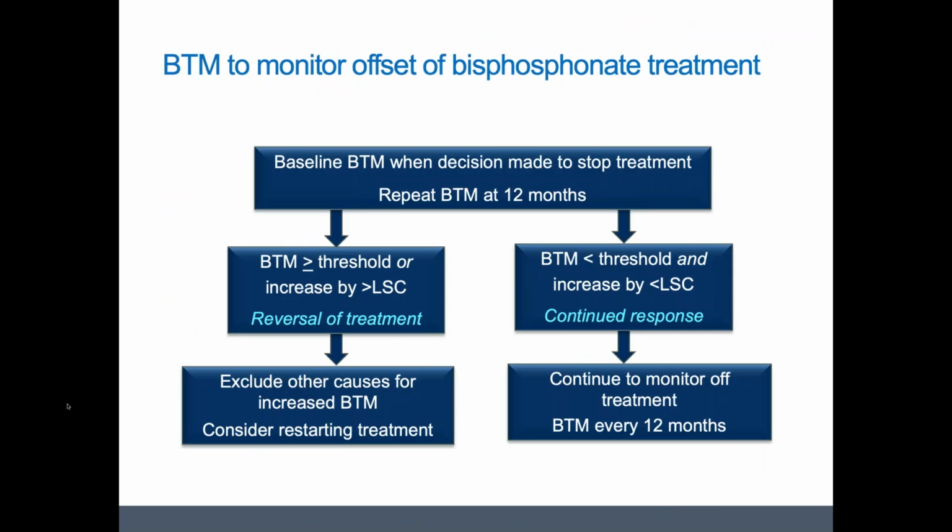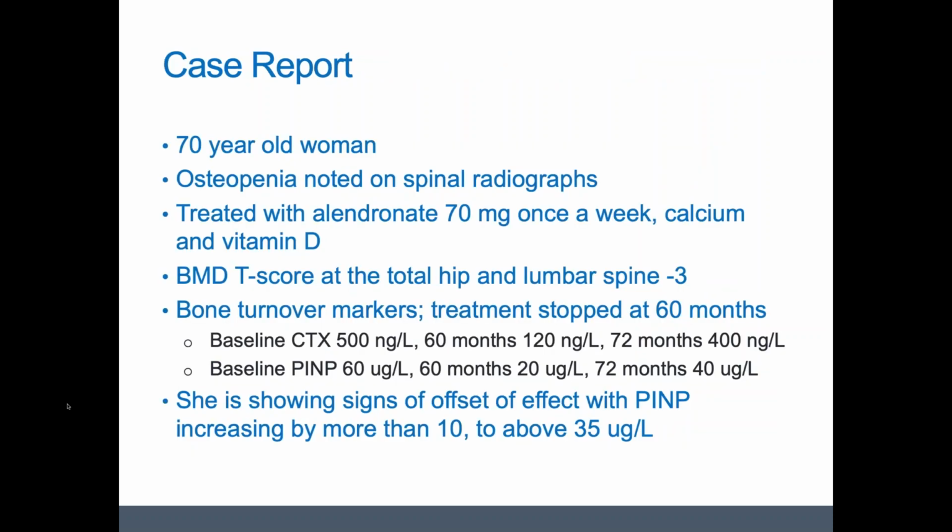So how do we manage this in practice? Well, what we might do here is that when we're making the decision to stop treatment at the 5-year time point, we might measure a bone marker and then repeat that 12 months later. And if the bone marker has gone up beyond the least significant change and to above the threshold, then we might feel that the response has been reversed and therefore the patient should go back onto treatment. Whereas if the bone marker remains suppressed and hasn't increased significantly, the patient can stay off treatment. So this is just one way that we're proposing we might use bone markers, but it's not fully proven yet.